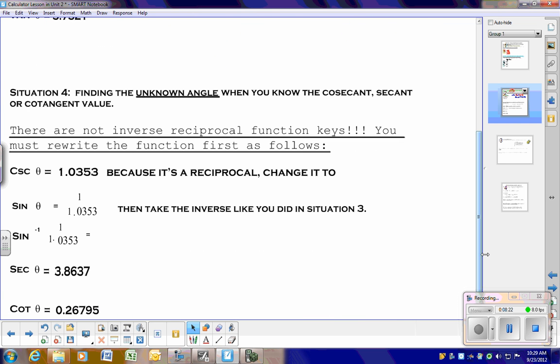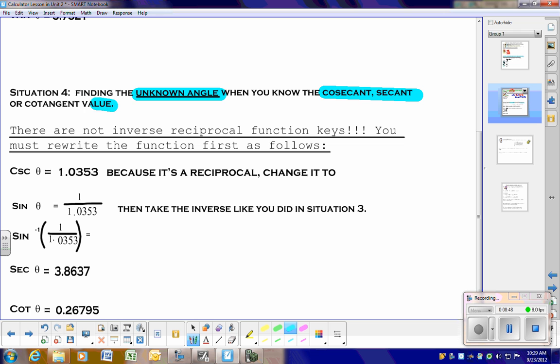Right. Okay, situation 4. This is the super, super tricky one, okay? You ready? Put on your thinking cap. Okay, these questions are finding an angle that's missing, so that's kind of like situation number 3, right? You're finding an angle that's missing. And it's also a situation sort of like case number 2. You're dealing with cosecant, secant, and cotangent.